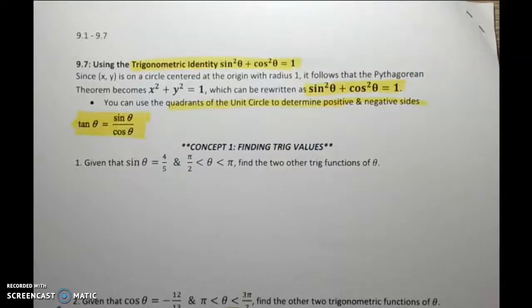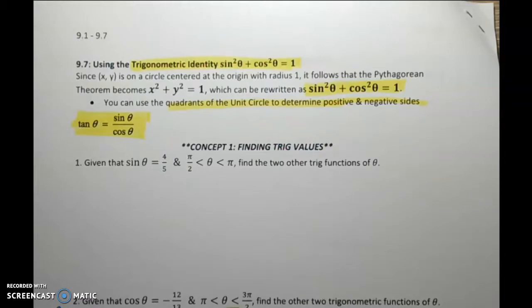9.7, using the trig identity sine squared theta plus cosine squared theta equals 1. Since the ordered pair (x, y) is on a circle centered at the origin, the radius is 1. It follows the Pythagorean Theorem, x squared plus y squared equals 1, which can be rewritten as sine squared theta plus cosine squared theta equals 1.